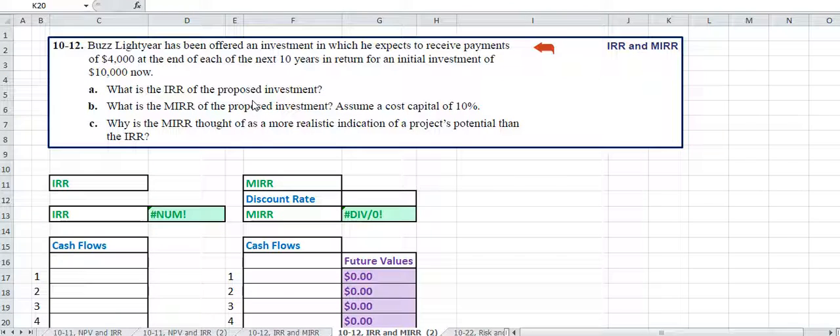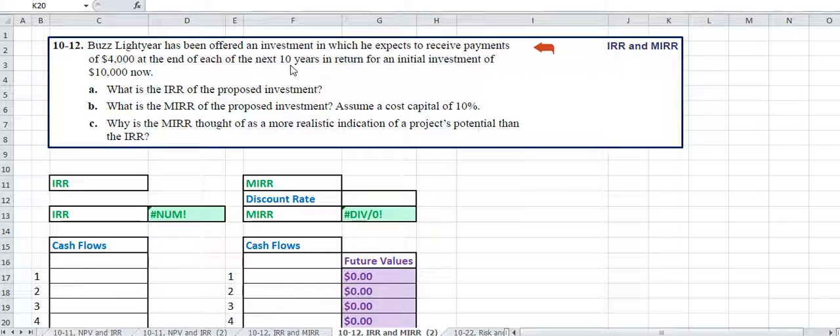We are looking at problem 1012, where we're going to calculate not only the internal rate of return, but what we call the modified internal rate of return. And this is an investment by Buzz Lightyear, which is going to require this company to have an initial outlay of $10,000, and then they expect cash flows of $4,000 at the end of each year for the next 10 years.